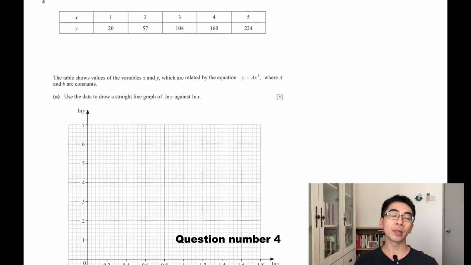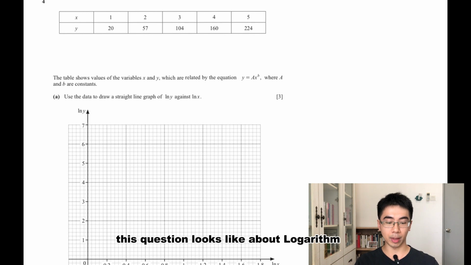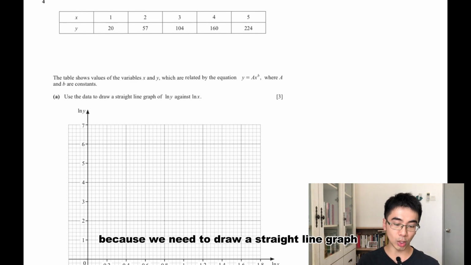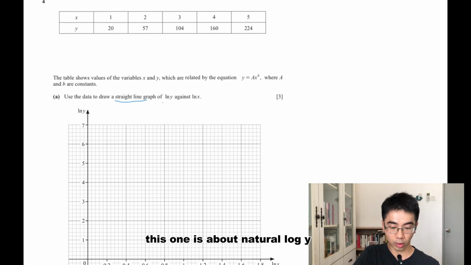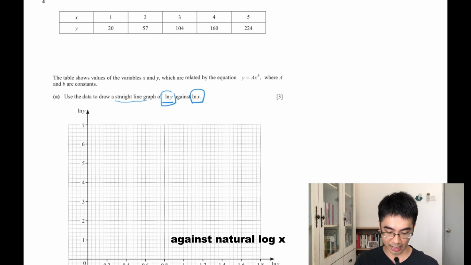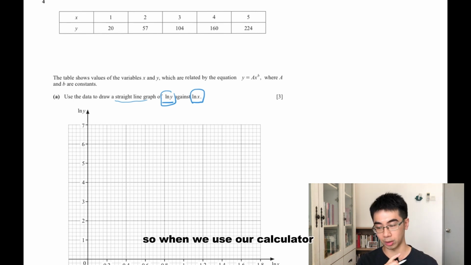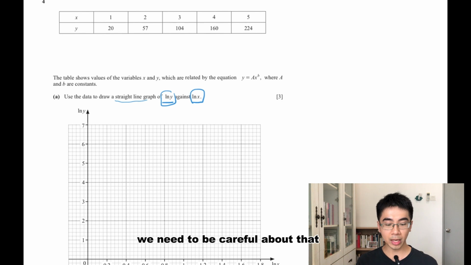Question number 4. So obviously this question is maybe about logarithms, but it is mainly about straight line graphs first, because we need to draw a straight line graph. But this one is about natural log y against natural log x. In terms of natural log, it means the base we are using is e instead of the normal logarithm, which is base 10. So when we use our calculator, you need to be careful about that.